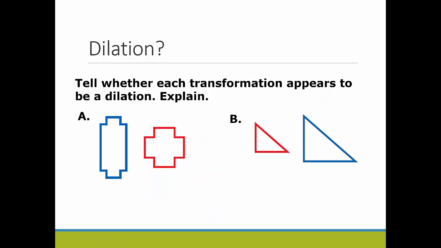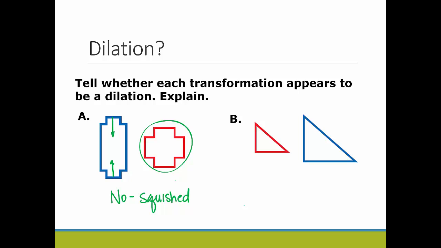Tell whether each transformation appears to be a dilation and then explain. If we look at this first one, they look like totally different shapes. It kind of looks like somebody took this one and squished it down on both sides to get a more square versus a rectangle. So this is not a dilation. We can say that because it's squished.